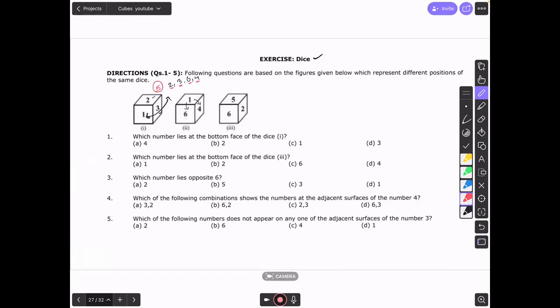Right? Because 2, 3, 6, 4 cannot be opposite. 2, 3, 6, 4 are the neighbors of 1. So if they are neighbors, how can they be opposite? So opposite to 1 it is 5.